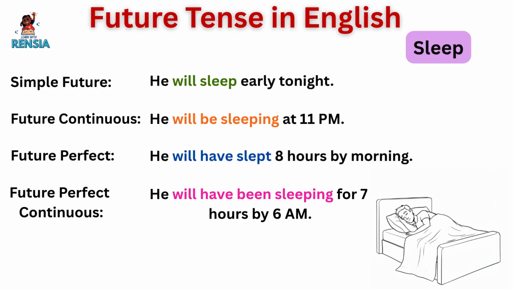Sleep. He will sleep early tonight. He will be sleeping at 11 p.m. He will have slept 8 hours by morning. He will have been sleeping for 7 hours by 6 a.m.